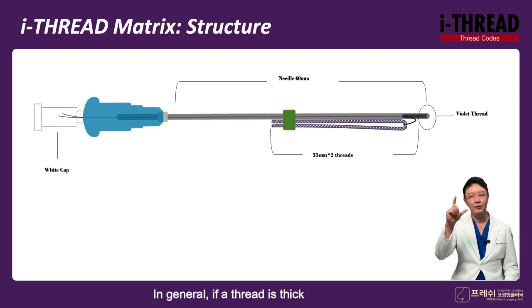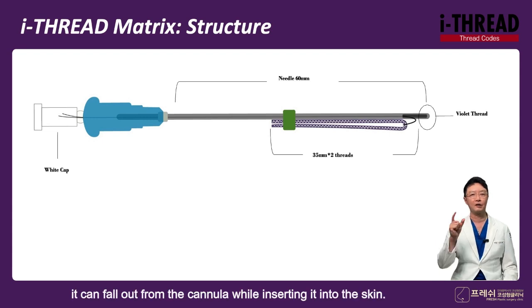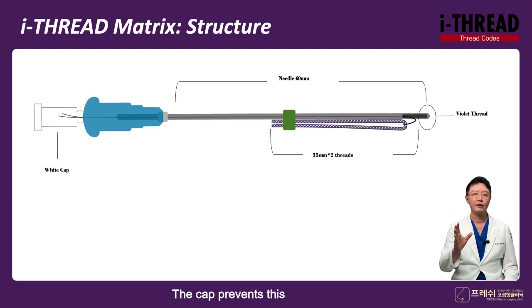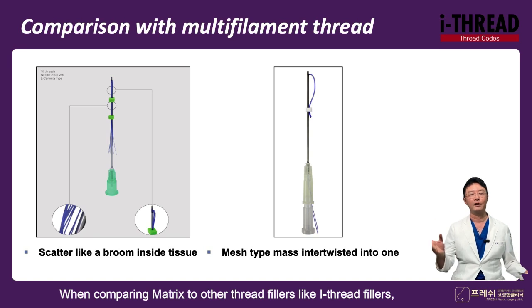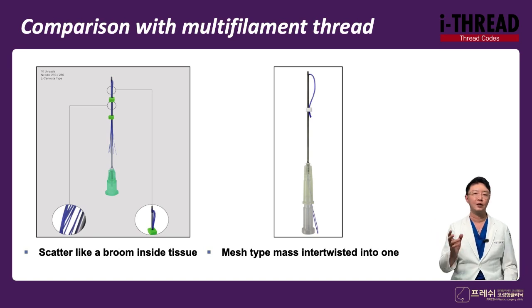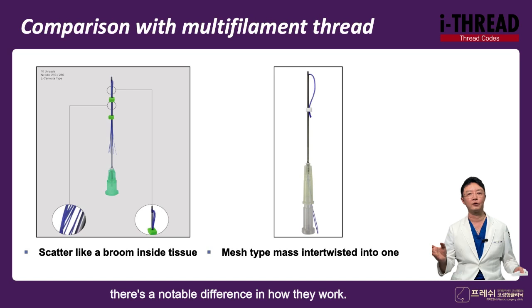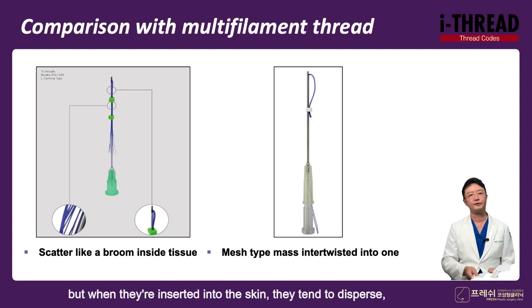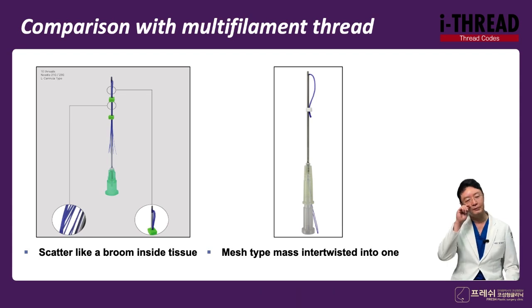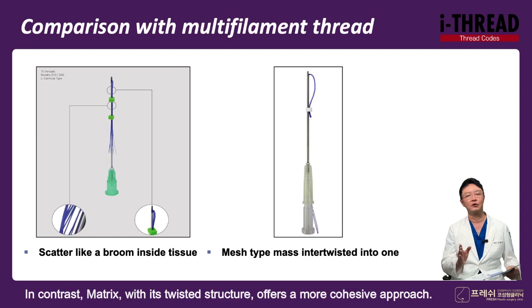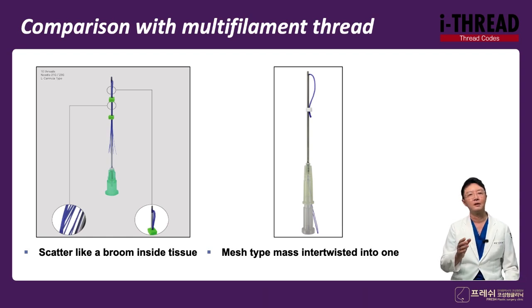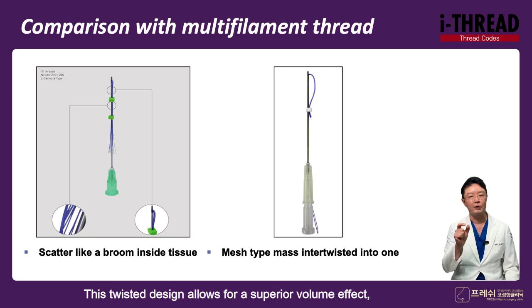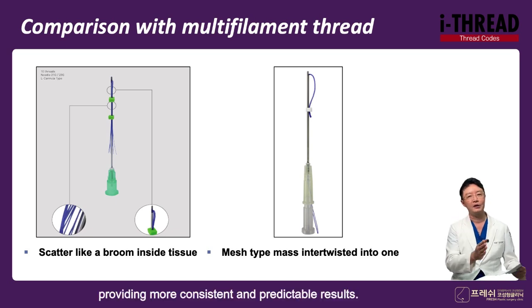In general, if a thread is thick, it can fall out from the cannula while inserting it into the skin. The cap prevents this. When comparing matrix to other thread fillers like I-thread fillers, there's a notable difference in how they work. With I-thread fillers, multiple threads are contained within a single cannula, but when they're inserted into the skin, they tend to disperse, resulting in a scattered effect. In contrast, matrix, with its twisted structure, offers a more cohesive approach. This twisted design allows for a superior volume effect, providing more consistent and predictable results.